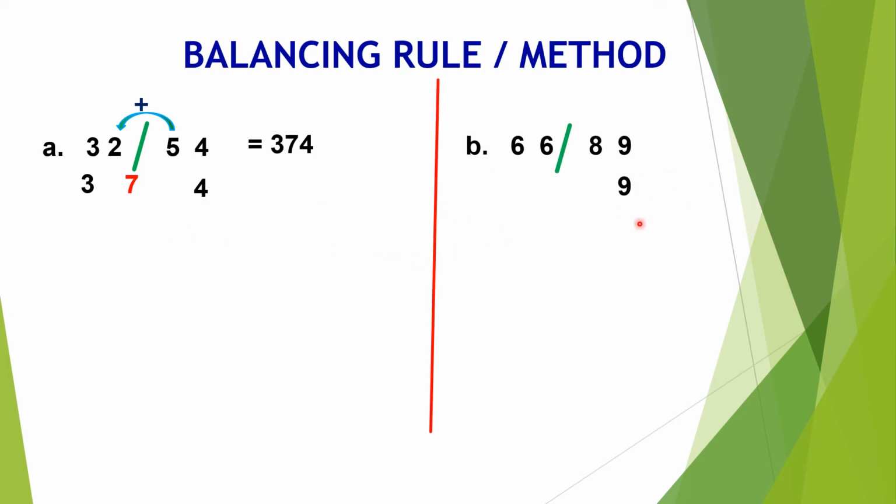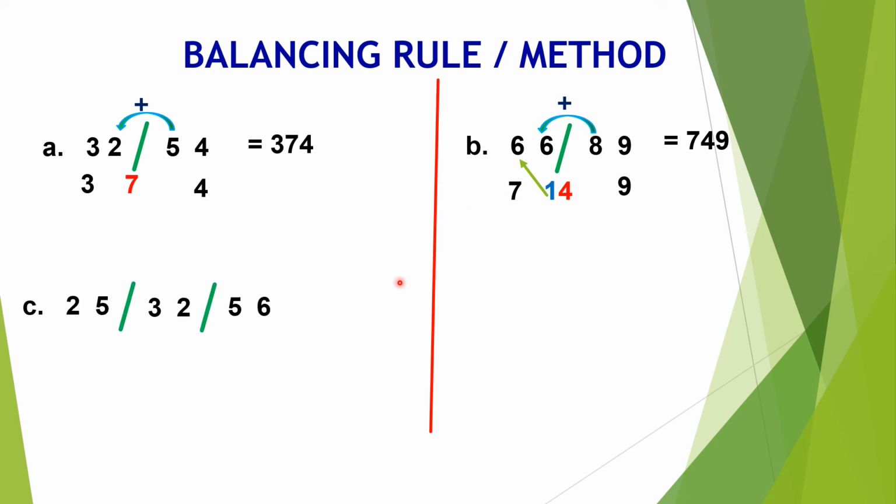Let's see one more example. 9 as it is. You add 8 plus 6. So 8 plus 6 is 14. What we will do, this tens digit, the 1, we will be adding it to 6. So 6 plus 1 is 7 and 4 as it is, it will be here. So 749 will be your answer. This is called the balancing rule. We are balancing the numbers over here.